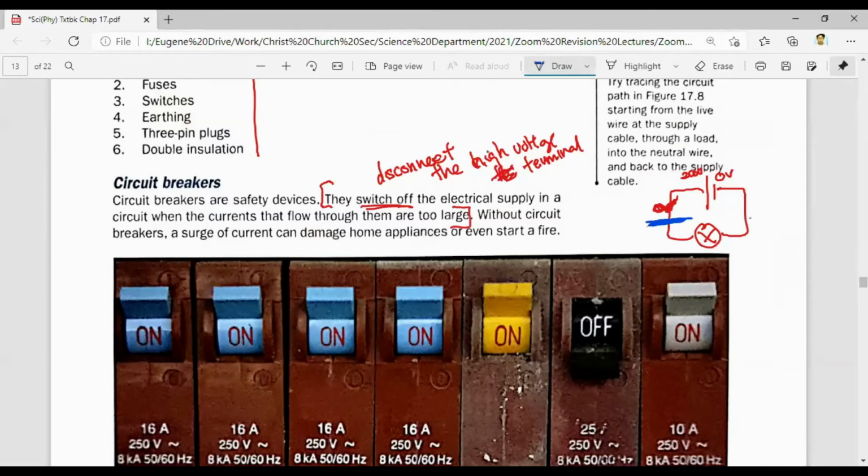As such, it will not damage your appliance. It will not cause too large a current flowing through it. So you won't get shock, you won't get fires. So that's what the circuit breaker does. It will disconnect your circuit when the current flowing through it is too large.